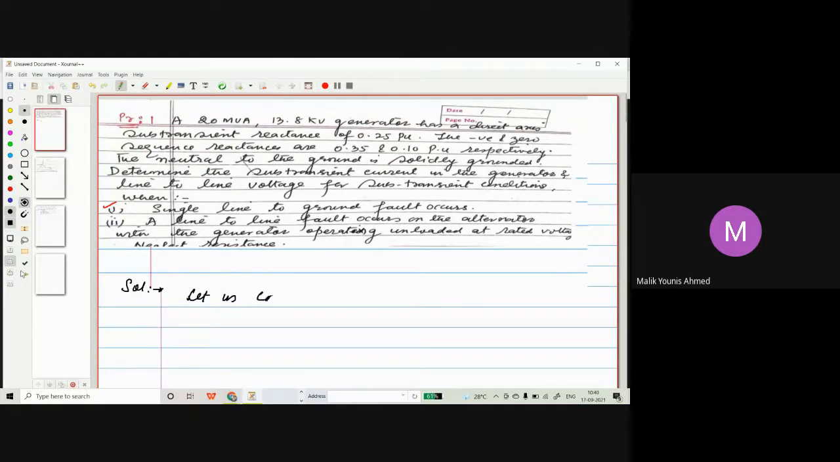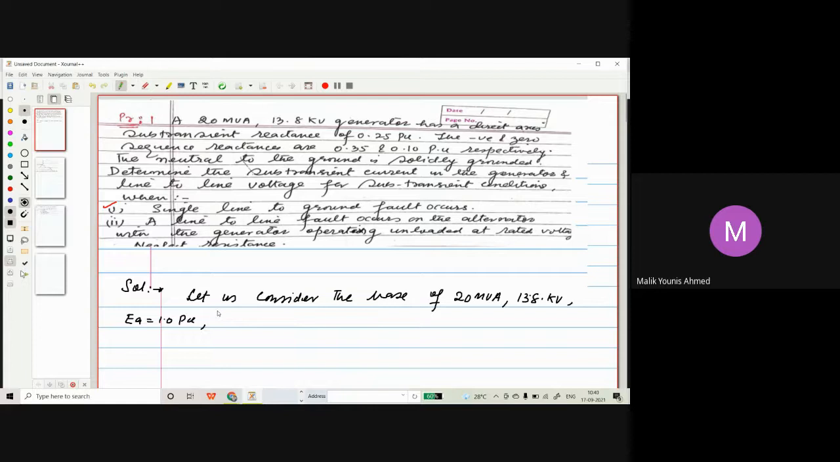let us consider the base of 20 MVA given above. We'll choose 13.8 kV, and we know that voltage is not given, so we will assume, this is a very important point, EA will be 1 per unit. I have told you this earlier. We have to assume it 1 per unit.